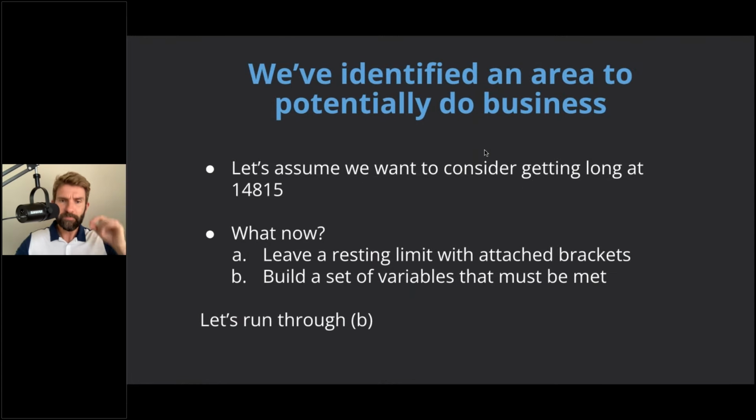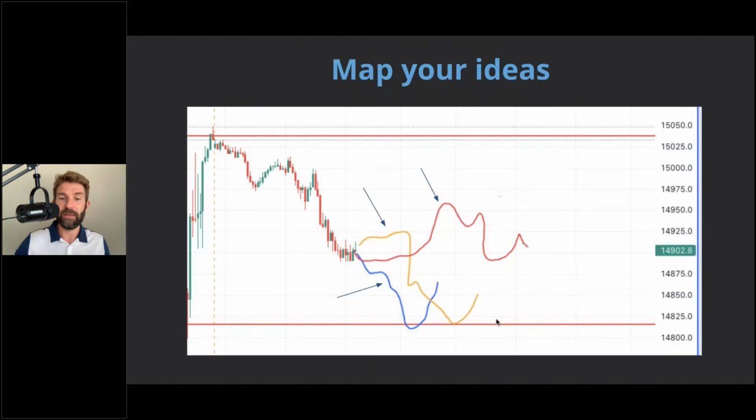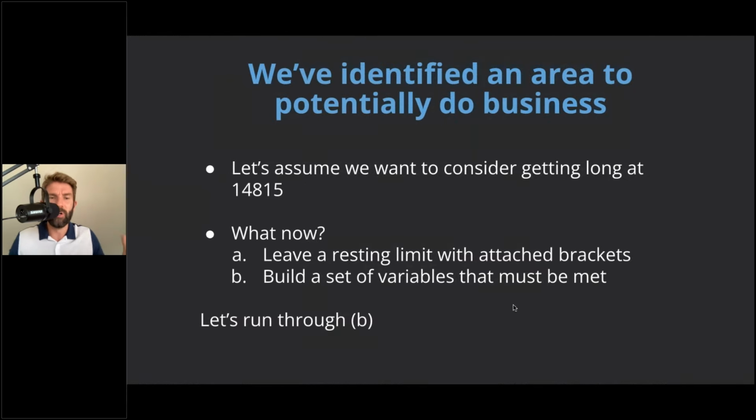Right. So we've identified an area to potentially do business. Let's assume we want to consider getting long at that 14,815 level, which was that level back here, 14,815. This is not a great chart to use. We'd actually looked before and gone back and realized that was a prior key level, and we'd extrapolated that out with the average range. And we decided that was an area we potentially want to do business. I don't want to go over old ground too much, but if you saw that, you'd get it. And it all makes sense anyway if you haven't.